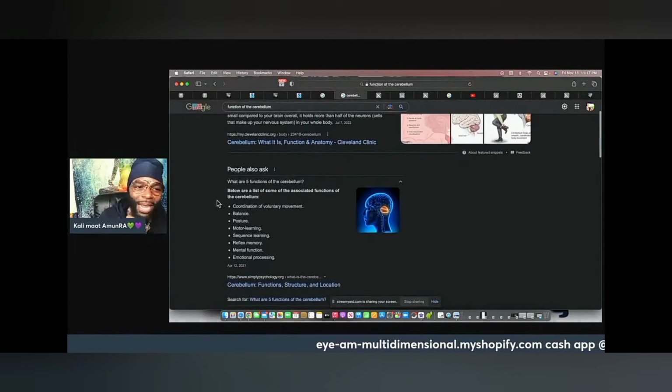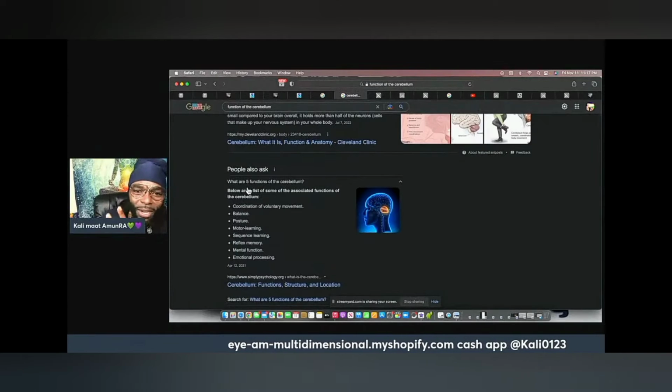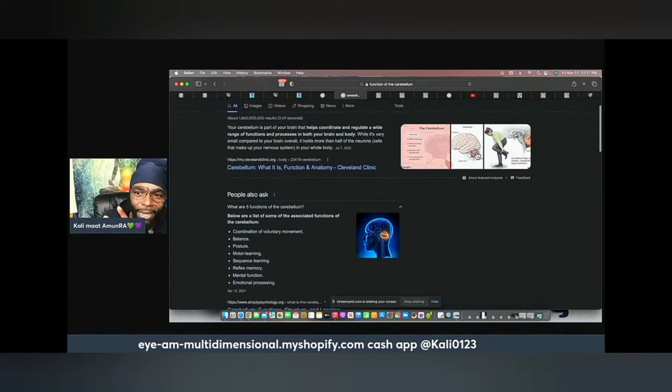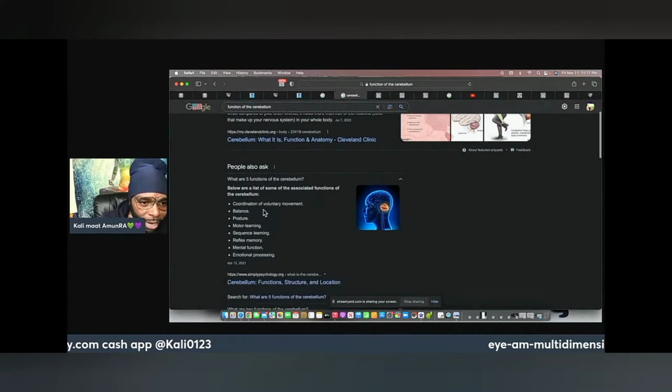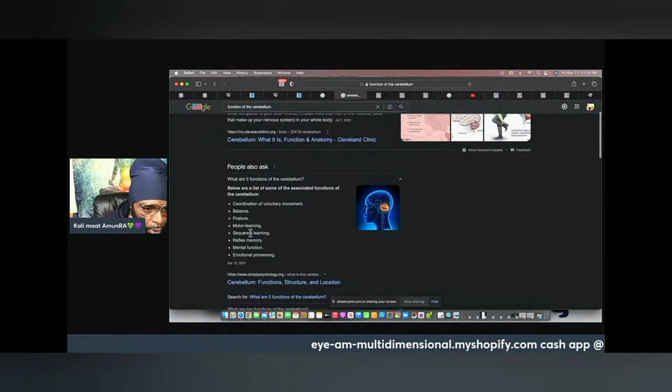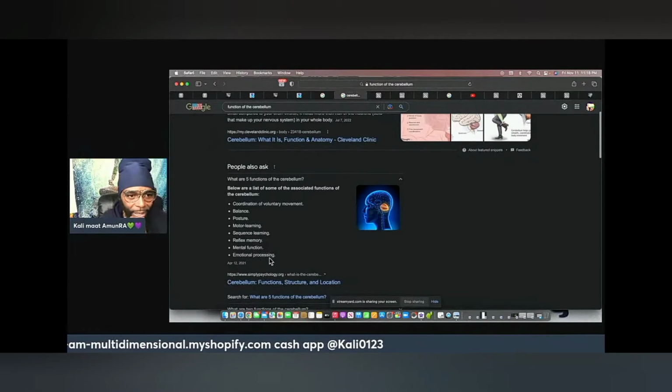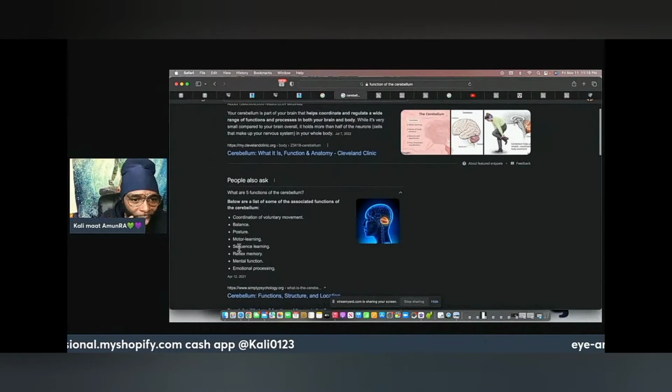Now, this is why they say, again, that humans can only access 5% of their brain. Look at this right here. The cerebellum sits right at the top of the 33 vertebrae. And look at coordination and voluntary movement, balance, posture, motor learning, sequence learning, reflex memory, mental function, emotional processing. This is the 5% of your brain that you are accessing.